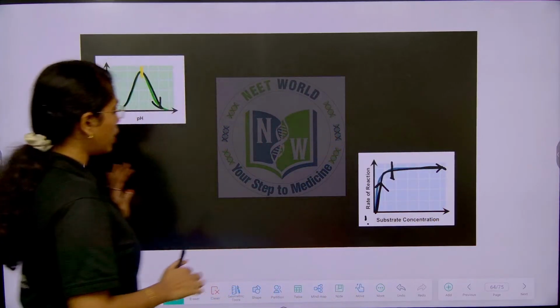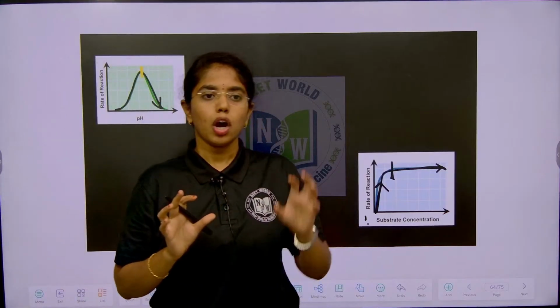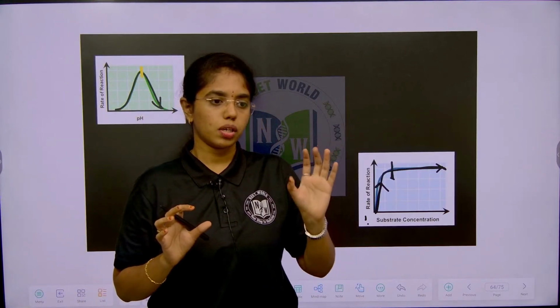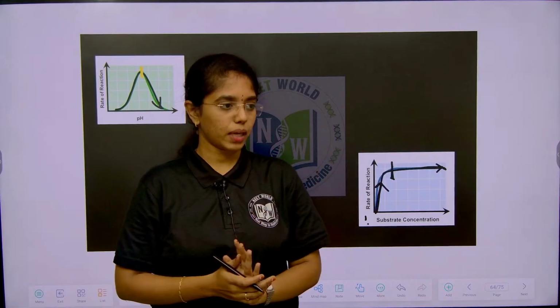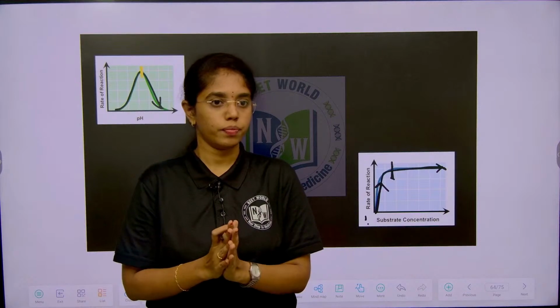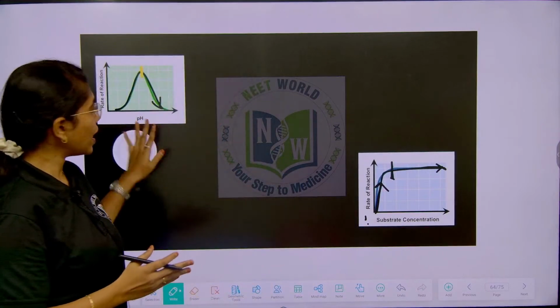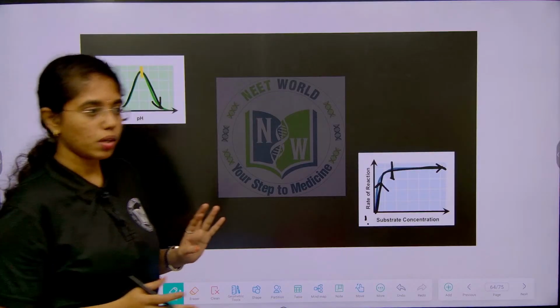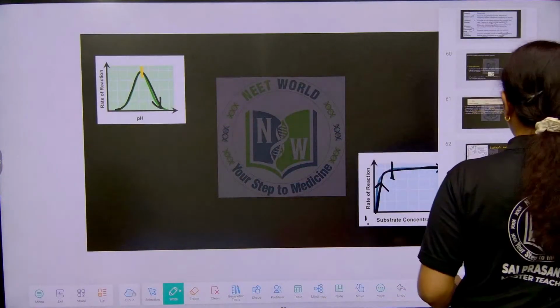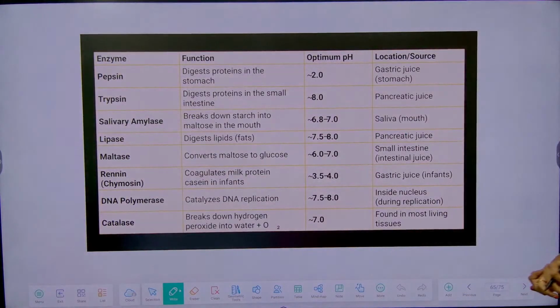Okay. So here, pH is different for different enzymes. For all the biocatalysts, the optimum temperature is about the same; above approximately 40 degrees Celsius, they will not perform. The enzymes are inactivated. But pH is different for different enzymes based on their site of action. These enzymes you have to remember.